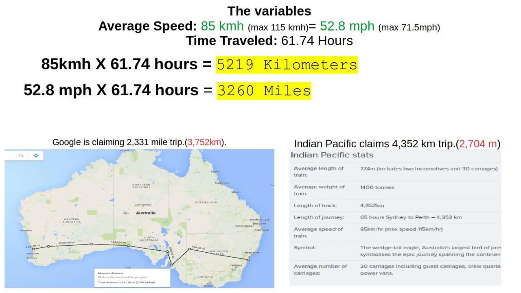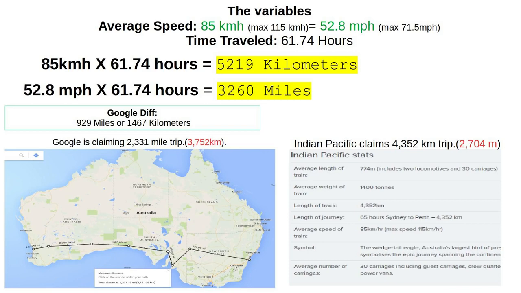So for Google, we have a difference of 929 miles or 1,467 kilometers between the calculation of speed versus time and what Google shows on their map. And for the Indian Pacific, it comes out to 556 miles difference, or 1,467 kilometers. Now, just to give you an example, 556 miles would be half of California on a north-south orientation. So it's a big chunk of land.